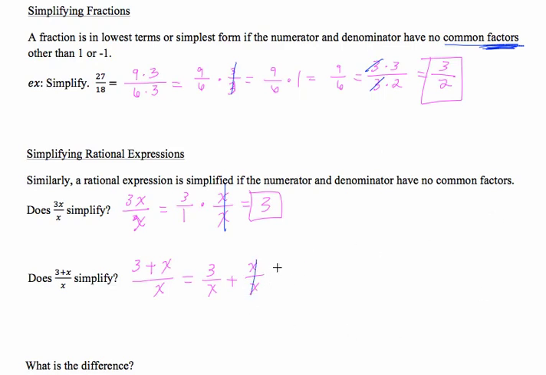Now if you do that, sure, x over x is 1. Now it doesn't just go away. x over x equals 1. So this is 3 over x plus 1, but it is not the same as 3 over x. So this actually does not simplify. This is its simplest form. This is another equivalent form over here, but this does not simplify.